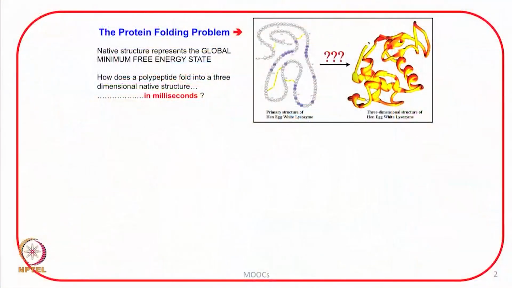Let us take a look at this slide. We are revisiting the protein folding problem. The protein folding problem is how this primary sequence folds into a unique three-dimensional conformation. This question mark is the protein folding problem. Why does it fold into a unique three-dimensional conformation?